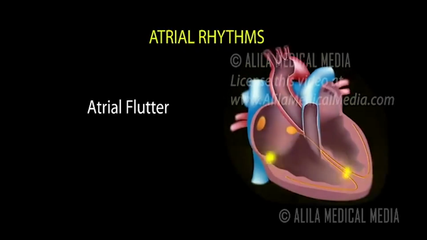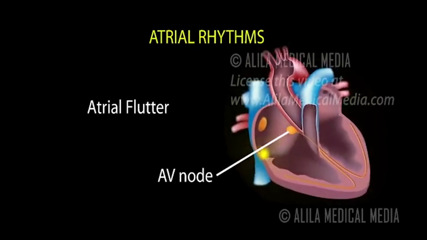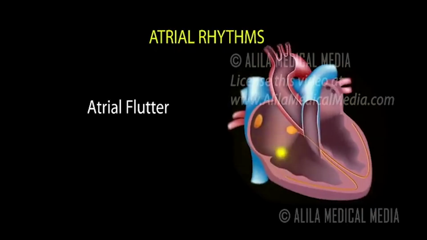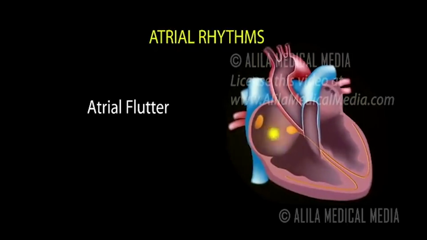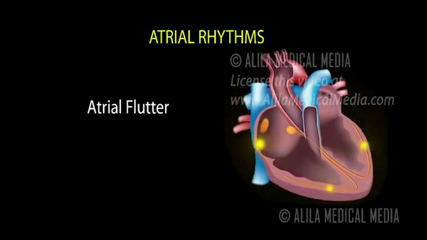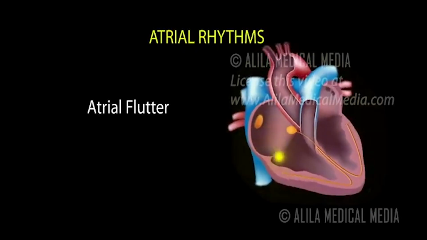Ventricular rate, or heart rate, however, is slower, thanks to the refractory properties of the AV node. The AV node blocks part of atrial impulses from reaching the ventricles. In this example, only 1 out of every 3 atrial impulses makes its way to the ventricles. The ventricular rate is therefore 3 times slower than the atrial rate. This is an example of a 3-to-1 heart block.